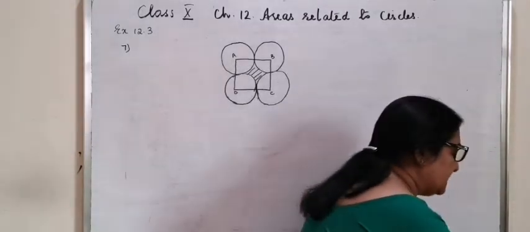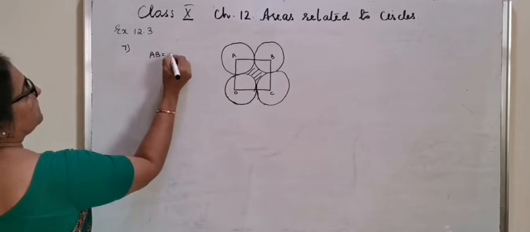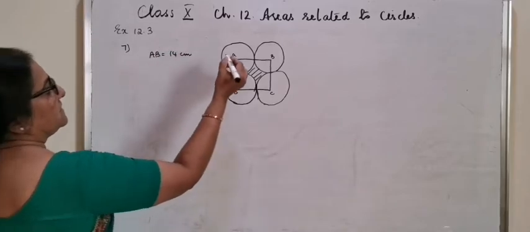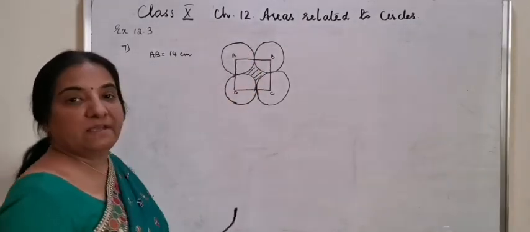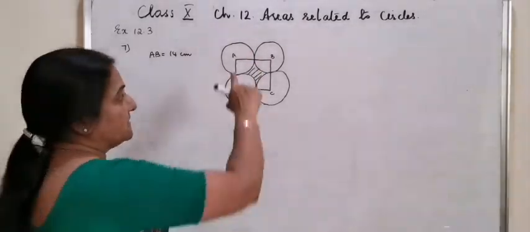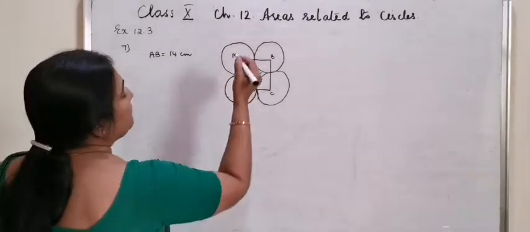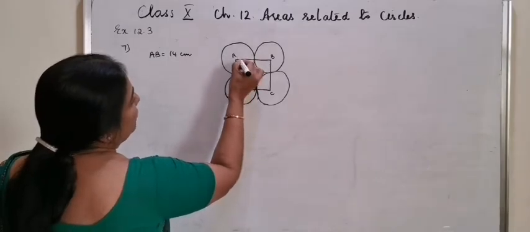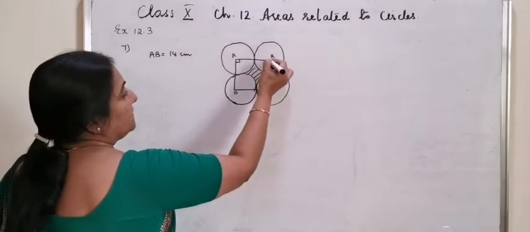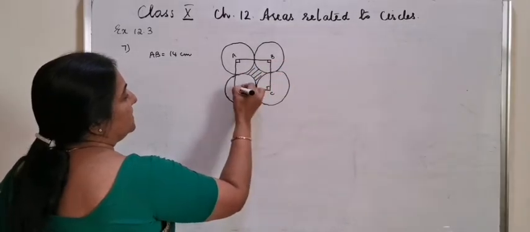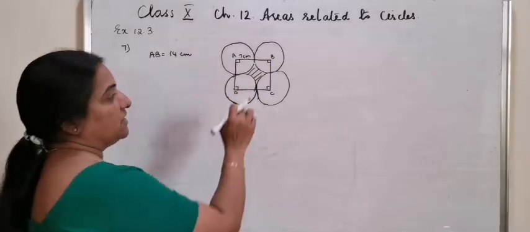So, given ABCD is a square and each side is given as 14 centimeter. It is clearly given that with the centers A, B, C, D, 4 equal circles are drawn such that each of them is touching the others, which shows that the radius of the quadrant formed here, there are 4 quadrants formed here, and the radius of each quadrant is 7 centimeter. So how do you find the area of the shaded region?